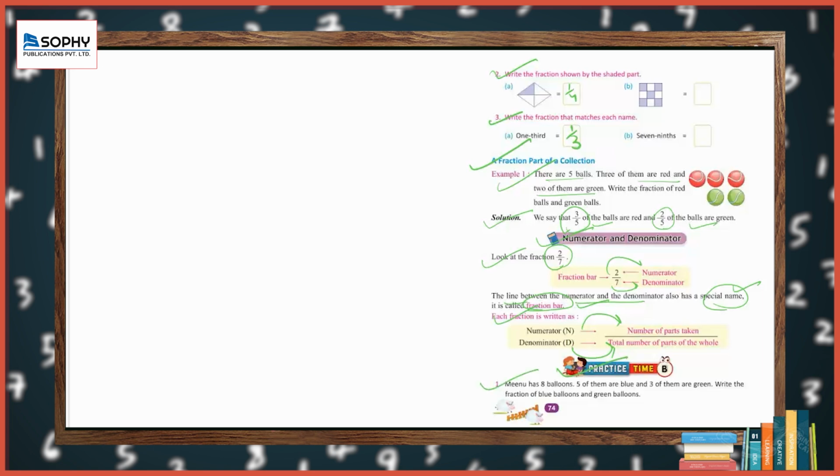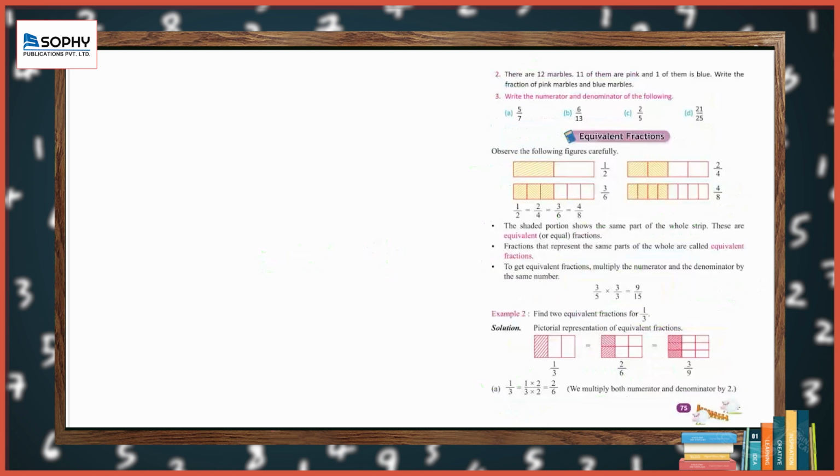Now let's look at practice time B, students. In the first part, what we have asked is that Meenu has 8 balloons, 5 of them are blue, 3 of them are green. Write the fraction of blue balloons and green balloons. So the fraction of blue balloons will be, very good students, 5 by 8. Similarly, you have to do the second part, students. In the third part, we have to write the numerator and denominator of the following. Numerator is, very good students, 5, and denominator is 7.